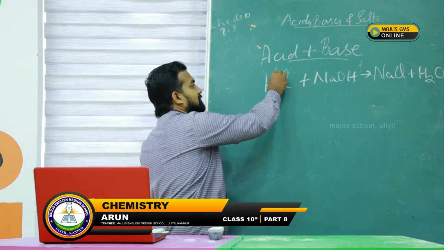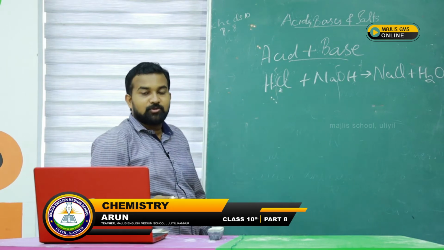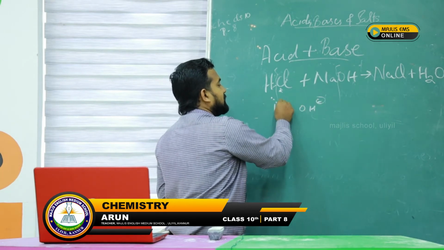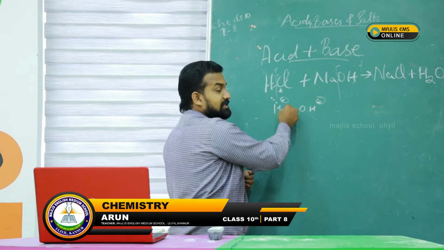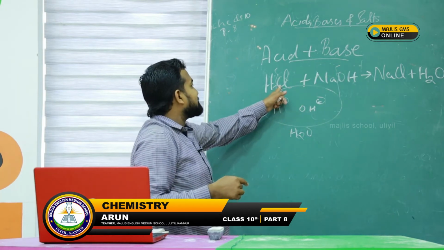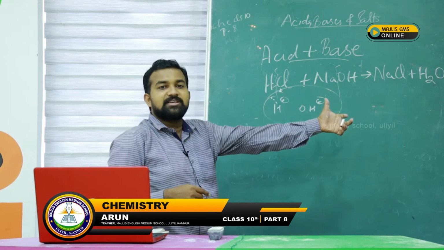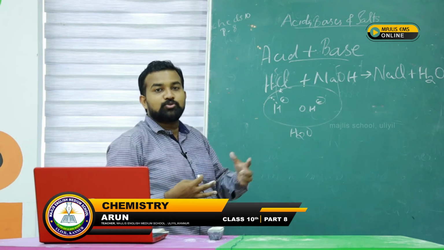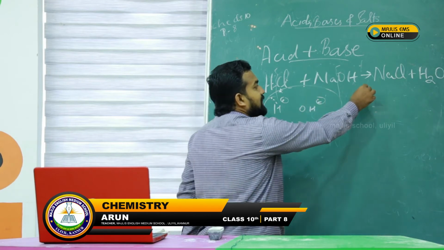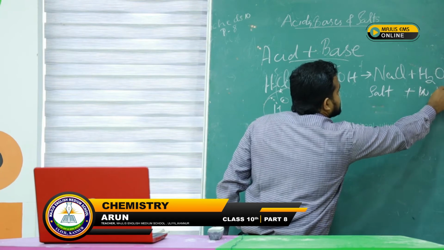Hydrochloric acid, H plus they are ready to give. NaOH, OH minus they are ready to give, because that is a base. So that OH minus and H plus, positive and negative, will combine together to form H2O. H2O is formed. And the remaining Na plus and Cl minus are very happy to join together to form sodium chloride, salt. So an acid and a base will react together and we will get salt plus water.